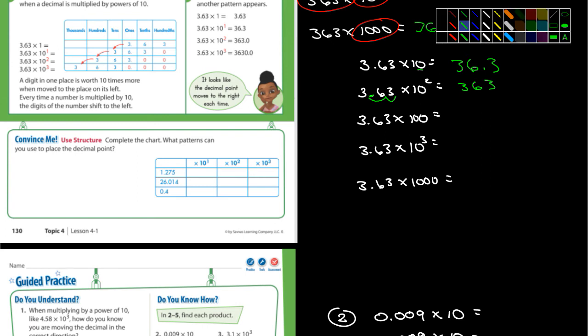So let's go back to this. 3.63 times 100. Where's the decimal? After the last 3. Yeah, 363. I just moved it 2 places. 1, 2. It's right there. In a whole number, we don't bother putting down the decimal because we know it's there.